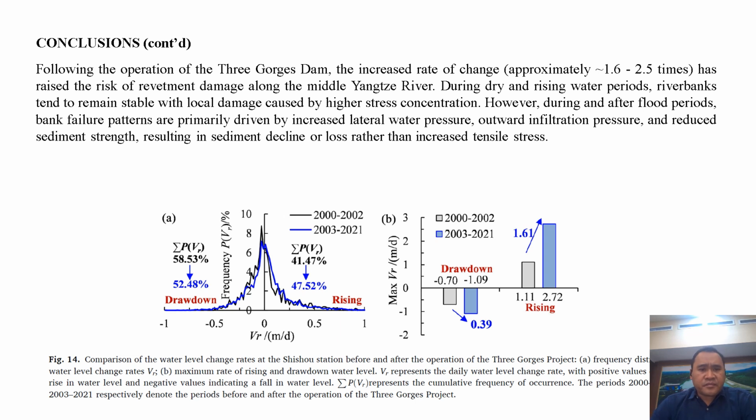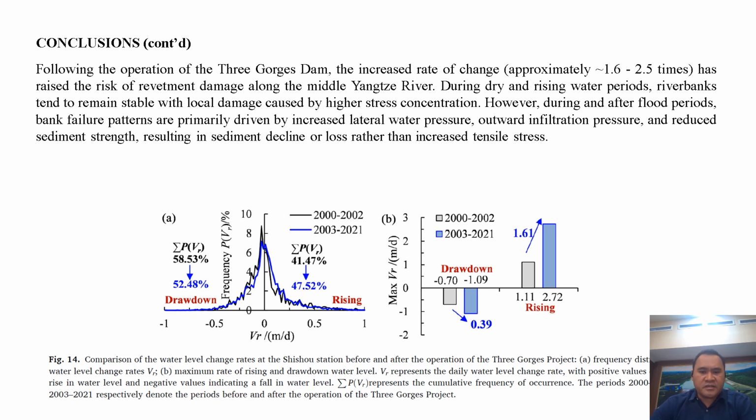Okay, following the operation of the Three Gorges Dam, the increased rate of change, approximately 1.6 to 2.5 times, has raised the risk of revetment damage along the middle Yangtze River. During dry and rising water periods, riverbanks tend to remain stable, with local damage caused by higher stress concentration. However, during and after flood periods, bank failure patterns are primarily driven by increased lateral water pressure, outward infiltration pressure, and reduced sediment strength, resulting in sediment decline or loss rather than increased tensile stress.